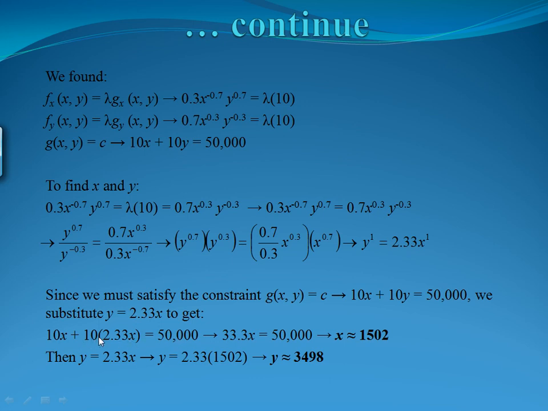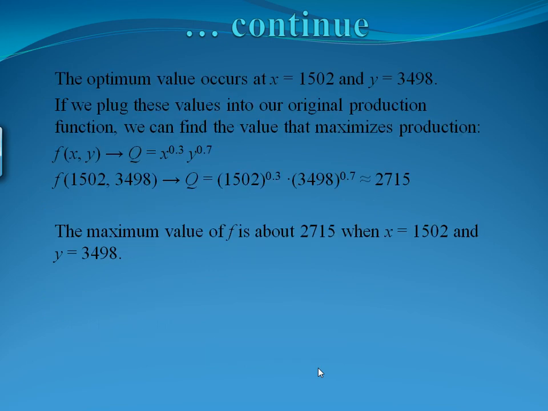That's going to simplify, combining like terms, to 33.3x equals 50,000, or x equals approximately 1,502 units. Once you have x, we know that y equals 2.33 times x, so that tells us that y will be 3,498 units. So the optimum value will occur when x is 1,502 and y is 3,498.